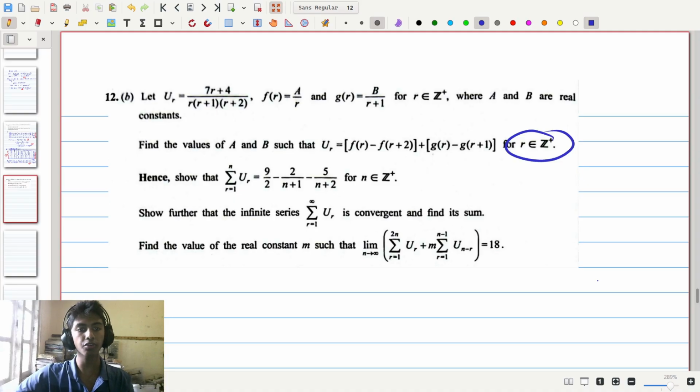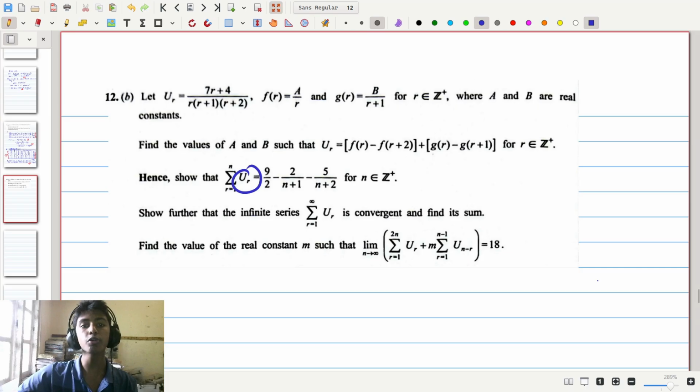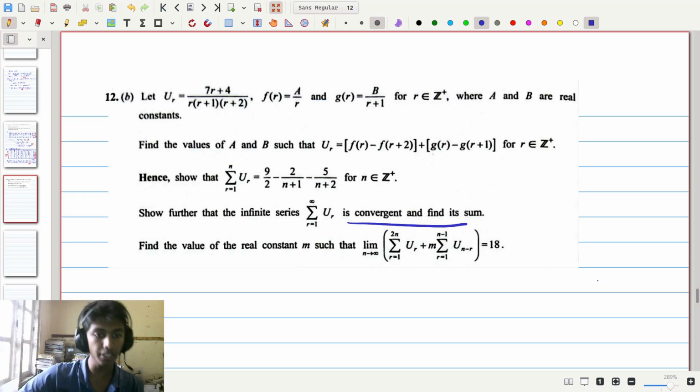And hence we are asked to show that the sum from R equals 1 up to n of U of R is equal to 9 over 2 minus 2 over (n plus 1) minus 5 over (n plus 2), for n an element of positive integers, and then show further that the infinite series sum from R equals 1 up to infinity of U of R is convergent and find its sum.